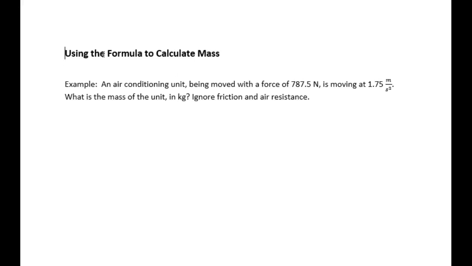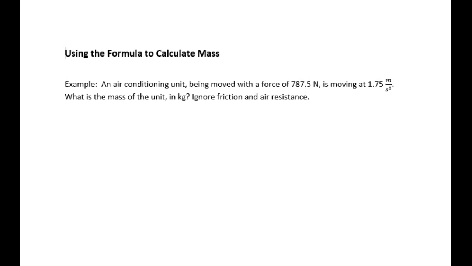So in this video we're going to use the formula of force to calculate not the force but the mass of an object. So for example, an air conditioning unit being moved with a force of 787.5 newtons is moved at 1.75 meters per second squared. What is the mass of the unit in kilograms? Ignore friction and air resistance.